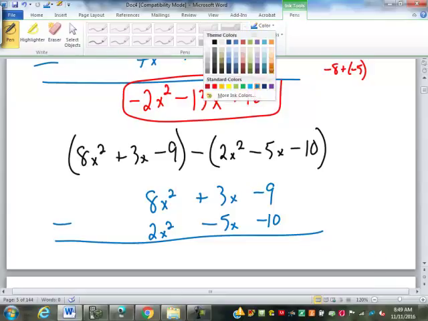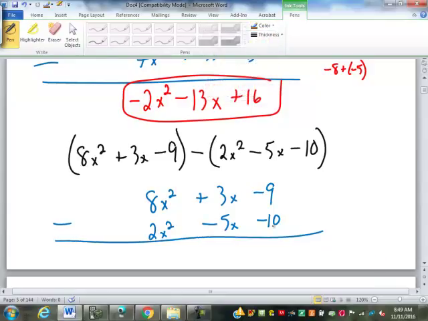So, negative 9 minus negative 10, positive 1. 3 minus a negative 5, positive 8x. 8x squared minus 2x squared, 6x squared. Yes.